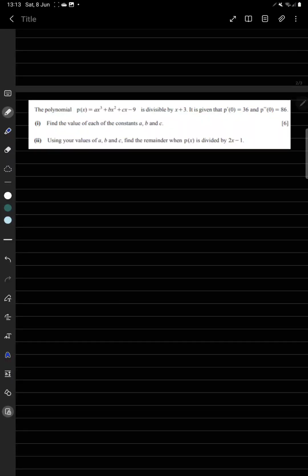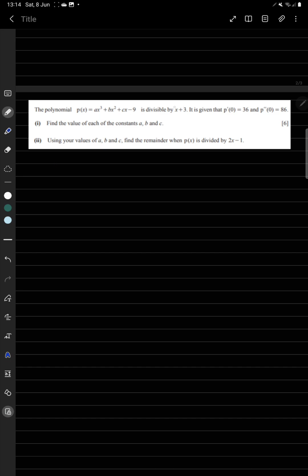Hello everyone. So we have a question here. It's under the topic of polynomial. We're given a function P(x) = ax cubed plus bx squared plus cx minus 9, and it is divisible by x plus 3. It is given that P'(0) equals 36 and P''(0) is equal to 86. Okay, so part 1, we want to find the value of each constant a, b, and c.